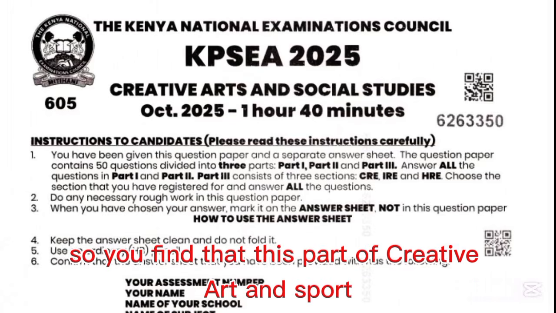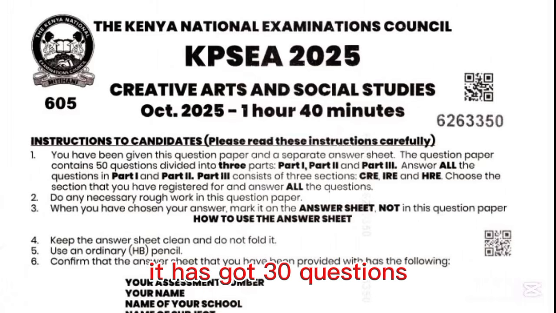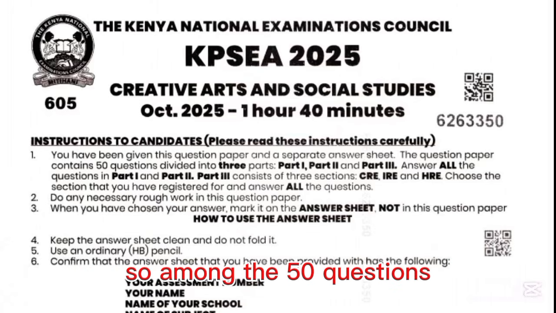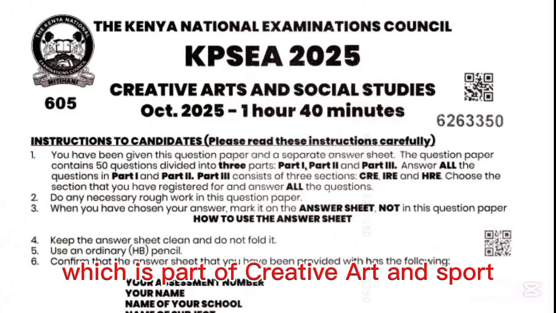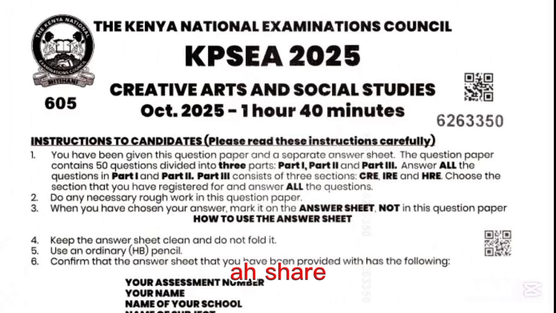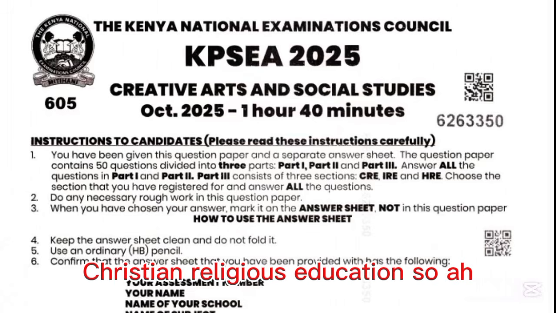So you find that this part of creative art and sport has got 30 questions. Remember, the paper has 50 questions. So among the 50 questions, we have 30 questions which is part of creative art and sport, and we have 20 questions being shared among the social studies and Christian religious education.